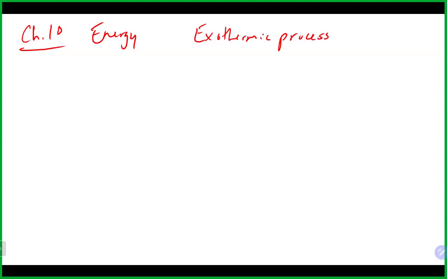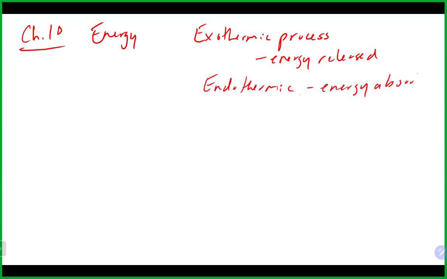All right, so chapter 10, which is energy. And last time we talked about a few things. We talked about really a couple types of processes. We talked about exothermic processes. An exothermic process is one where energy is released. And we also had endothermic, where energy is absorbed. We looked at some energy diagrams.